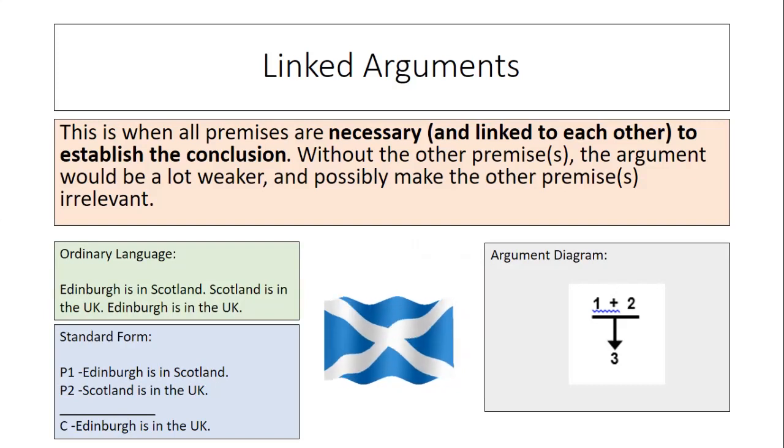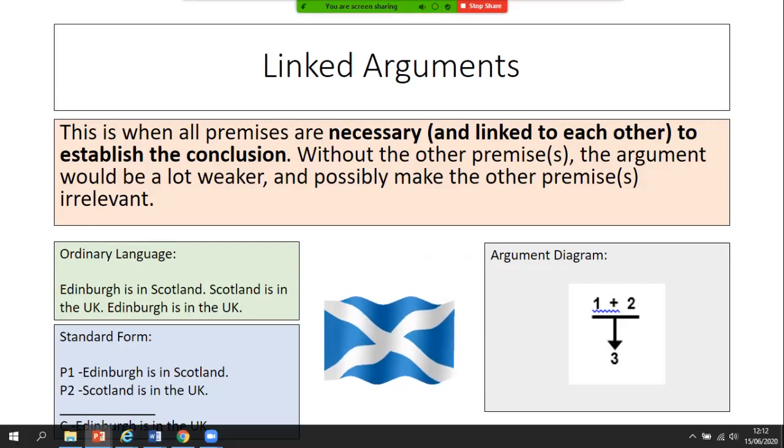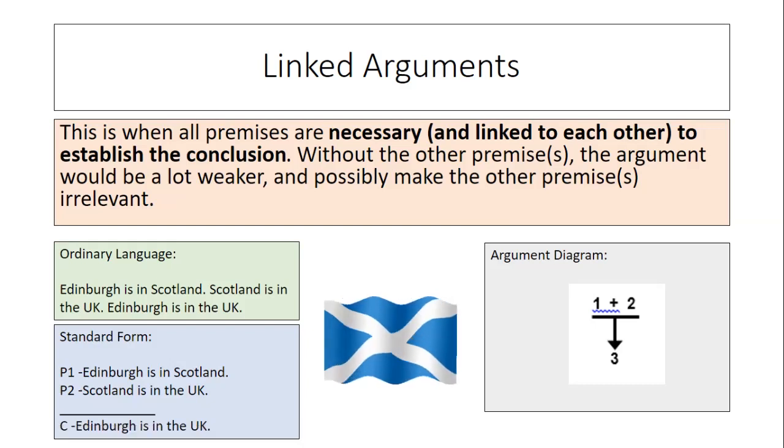In ordinary language, we've got: Edinburgh is in Scotland, Scotland is in the UK, Edinburgh is in the UK. You can use your knowledge so far about arguments to see that Edinburgh is in the UK is the conclusion because the first 2 statements give support to it. In standard form, it's P1, Edinburgh is in Scotland, P2, Scotland is in the UK. Inference bar to replace the word therefore. Remember, that shows the relationship between the premises and the conclusion. Therefore, C, Edinburgh is in the UK.